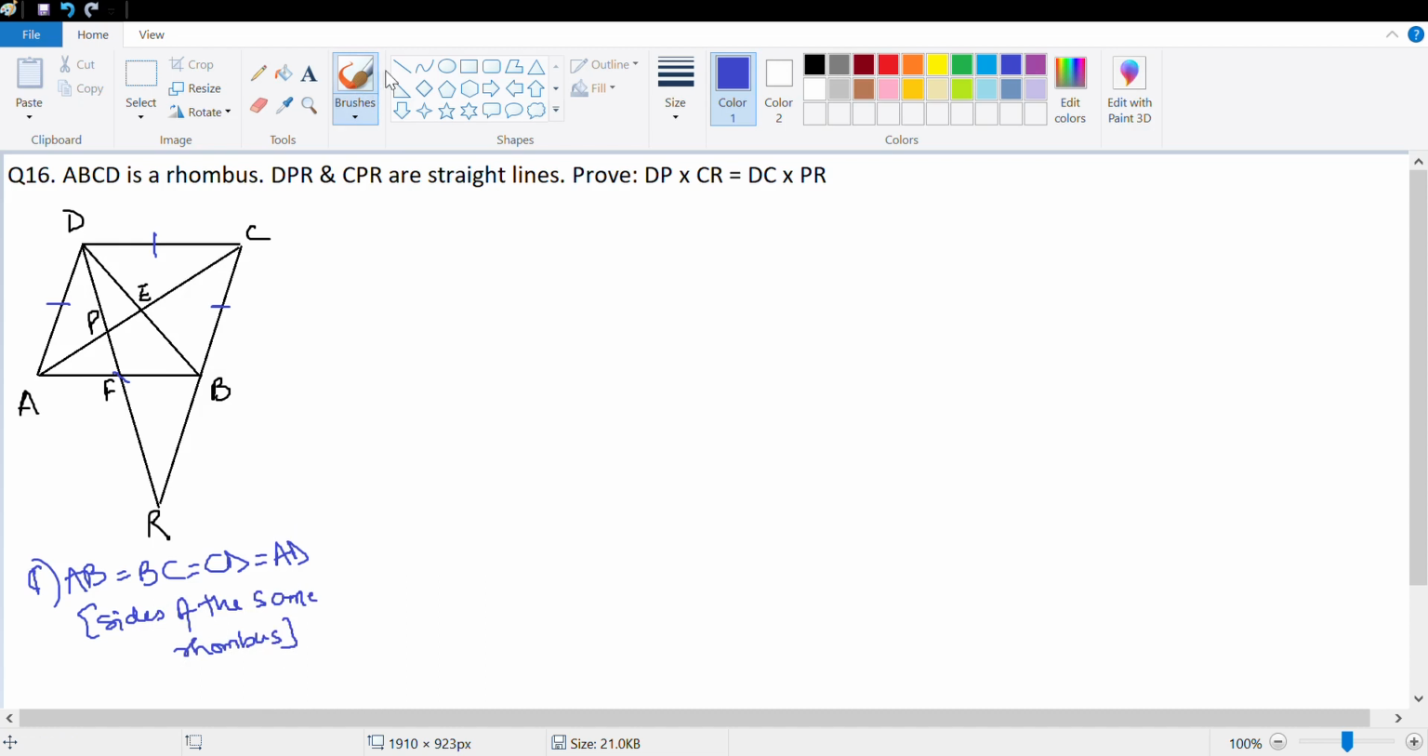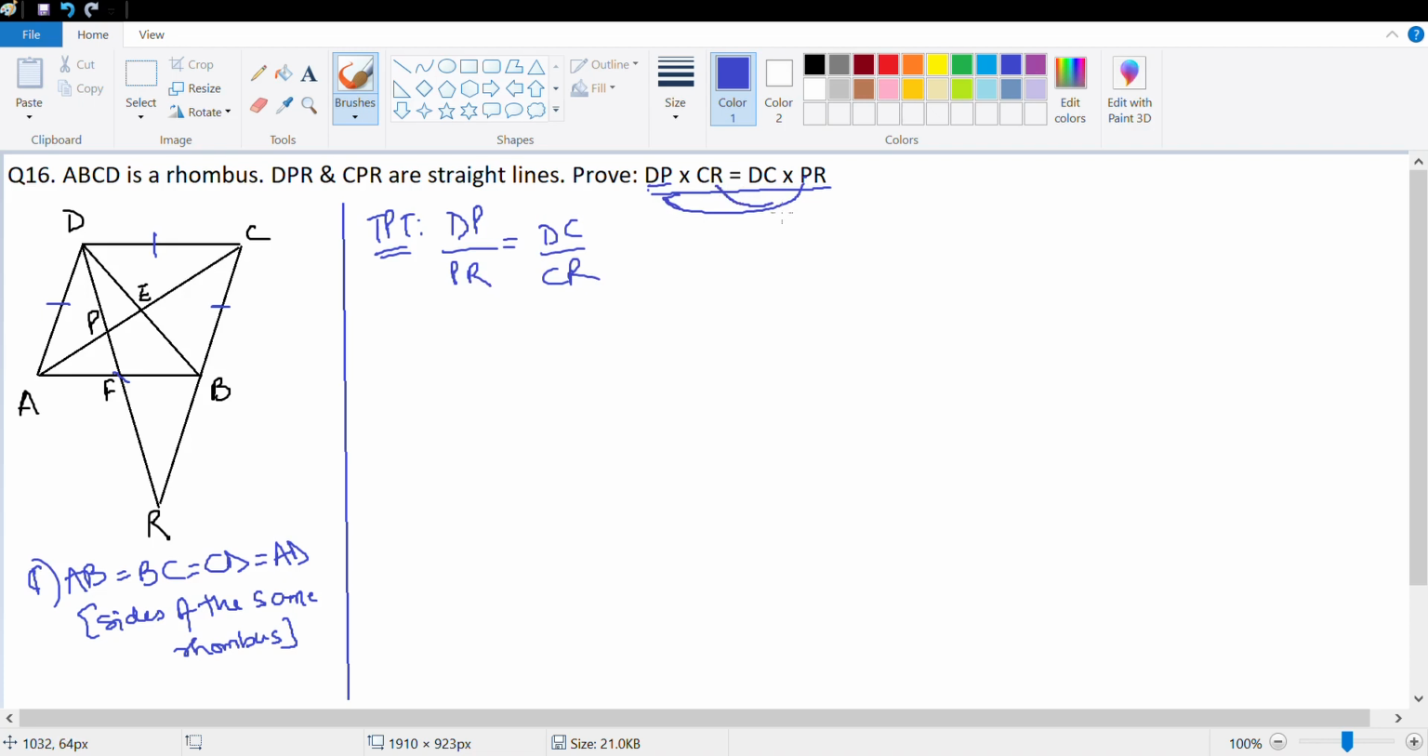This is one key information given right in the beginning. Let's see how we can move from here. So they want us to prove DP into CR is equal to DC into PR. Like I said, since we've been working in the fraction form, let's write it in the fraction form and see how it works. So DP upon PR is equal to DC upon CR. I took PR here and I took CR down.